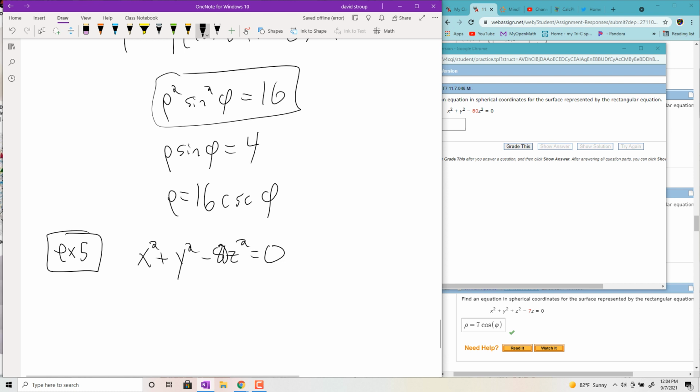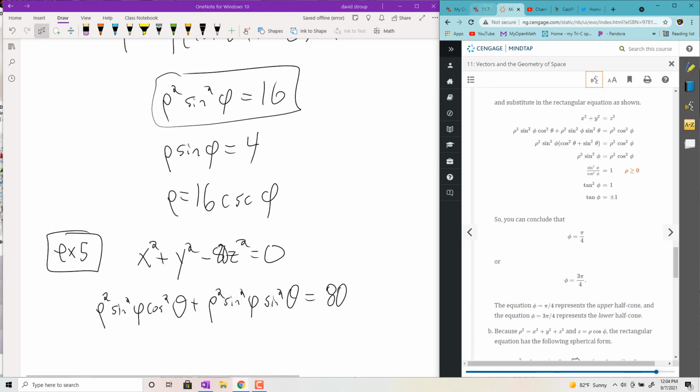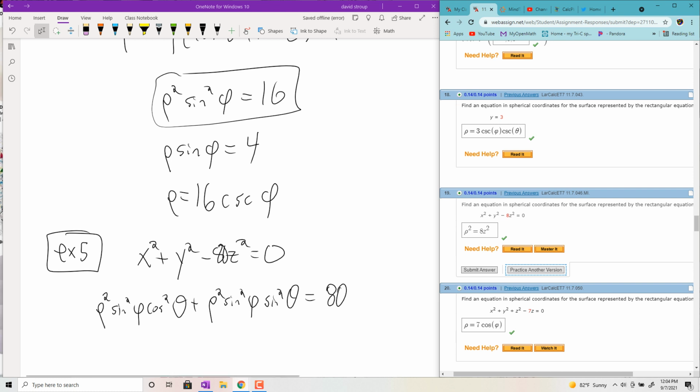Okay, great. So the way the book does it is replace x squared plus y squared with our rho sine phi cosine theta type stuff. So you get rho squared sine squared phi cosine squared theta plus rho squared sine squared phi sine squared theta. Then you could factor it out and simplify it. On the right-hand side, you'll have 80. Then instead of writing z, I'm going to replace it like they do in the book with rho cosine phi.